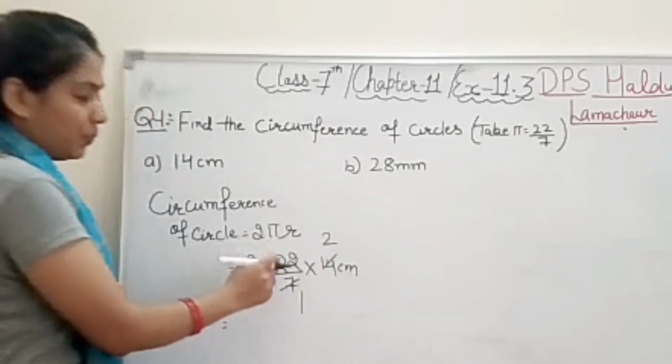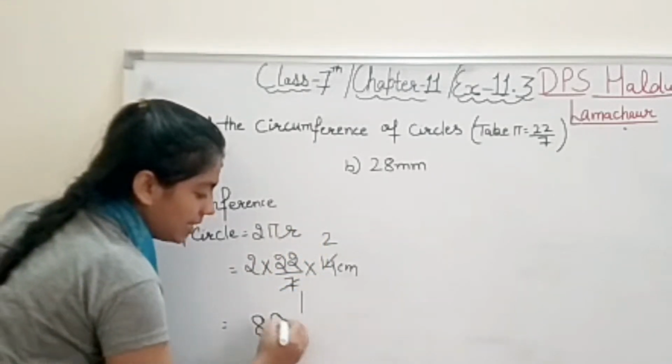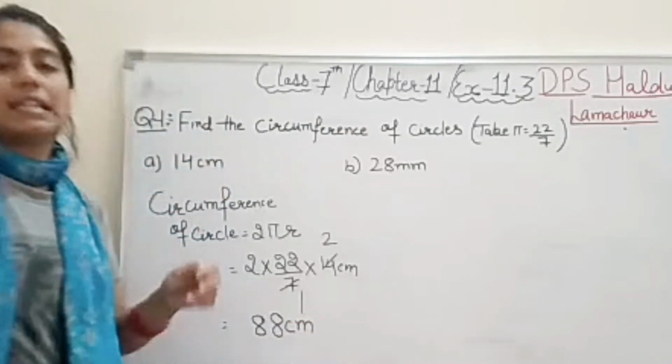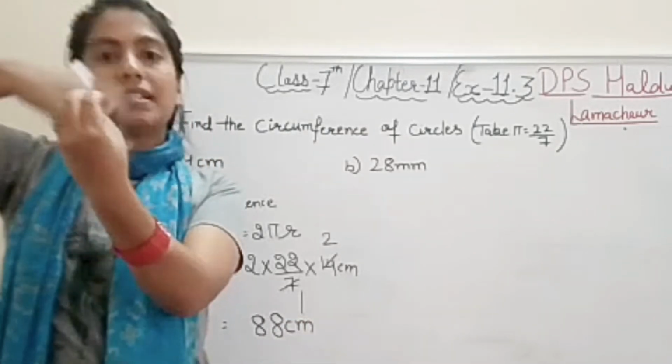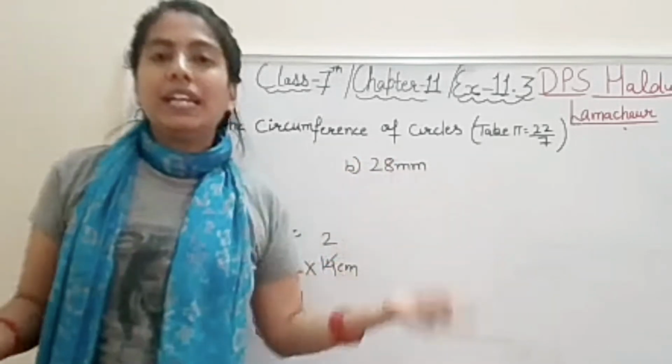So, student, 22 2s are 44, 44 2s are 88. So 88 centimeter is the circumference of the circle, means total perimeter. Right student?